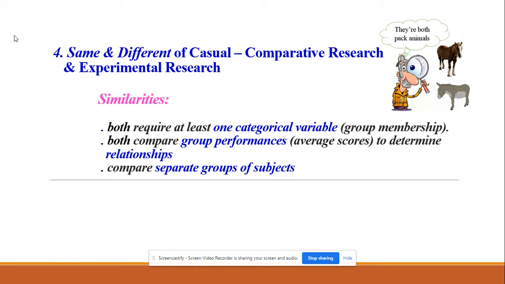Okay, so now let's look at the similarities and differences of causal comparative and experimental research. So what are the similarities? There are 3 similarities. The first one, both research designs require at least one categorical variable, and they compare group performance to determine relationships. And the last similarity, they compare separate groups of subjects.